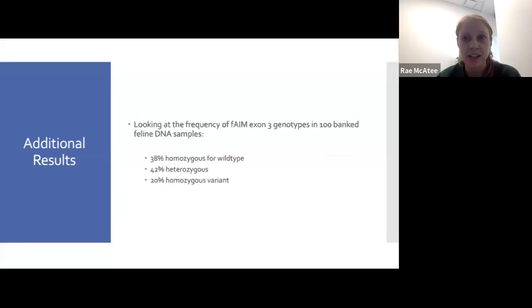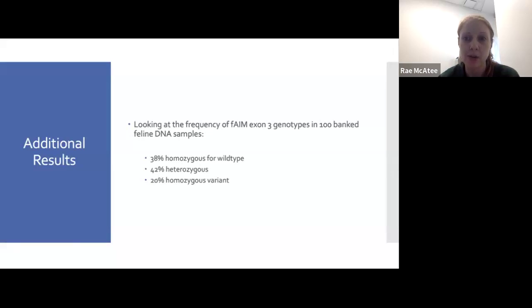Okay. And then for additional results, they also looked at the frequency of the AIM exon 3 genotypes in 100 banked feline samples and had 38% homozygous for wild type, 42% heterozygous, and 20% homozygous variant. And so in total, 62% having 1 or 2 copies of the variant AIM allele.